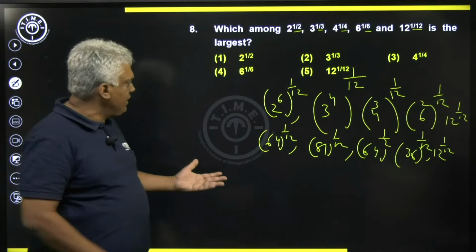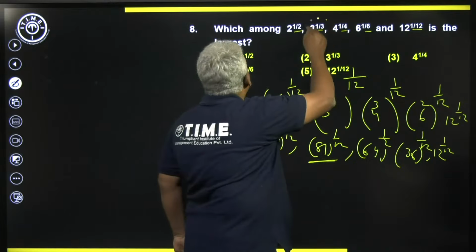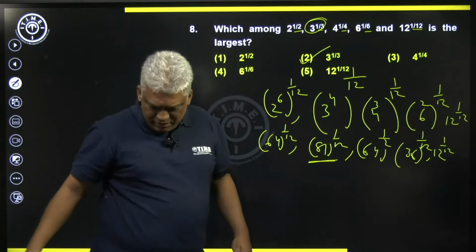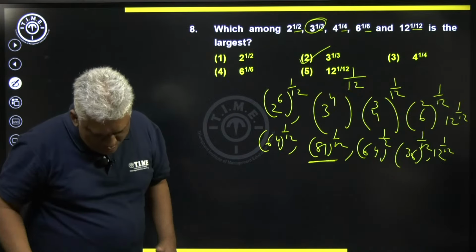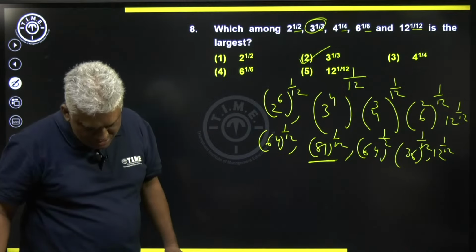So the biggest number is 81, and the answer is the highest one, that is 3 to the power 1/3. Everyone said 2 to the power 1/2. That's a very common wrong answer. It was a tricky question.